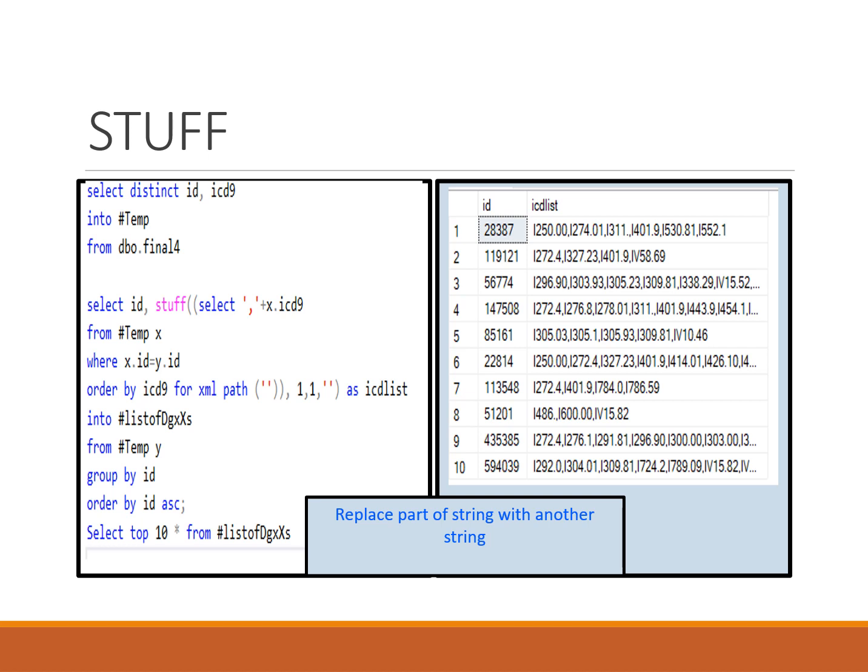The stuff function deletes a part of a string and then inserts another part in the string, starting at a specified position. The stuff query starts with the select, then stuff with parentheses. Within the parentheses should be four elements. The first identifier is the string being manipulated, then the start position, followed by how many characters to delete, and lastly the new string being inserted.